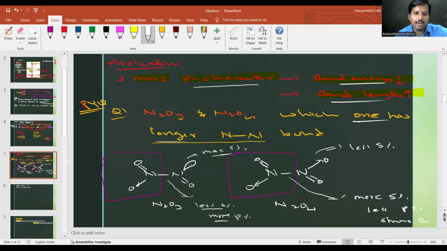So what is the final answer? The final answer is N2O3: it has the longer N-N bond. I think it is one of the important applications of our Bent rule concept. I hope you understood this question.